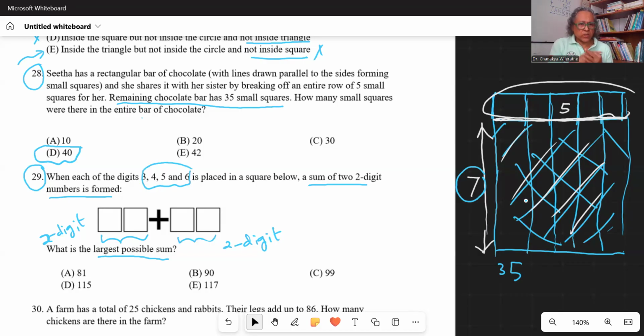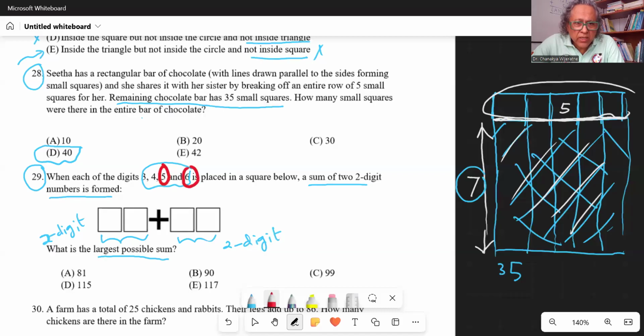right? So it has a tens digit and a ones digit. Now, the tens digit actually gives it more weight. What is the digit in the tens place? It gives 10 times that. So when we determine the largest possible sum for these 2-digit numbers, for the tens digit, we put the largest 2 digits. That way we actually maximize the sum. So what are the largest 2 digits out of these 4? Those are 5 and 6. So we put a 5 here and a 6 here.